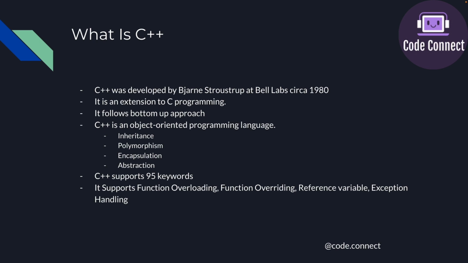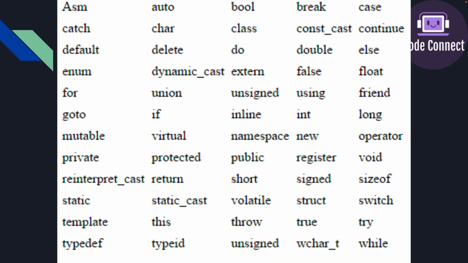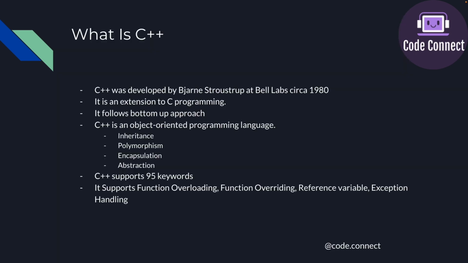It is also called object oriented programming language because it supports features like inheritance, polymorphism, encapsulation, abstraction. We will discuss each of these features one by one in upcoming videos. C++ also supports 95 keywords like public, void, int, etc. It supports function overloading, function overriding, reference variables, exception handling. We will also discuss these as well.